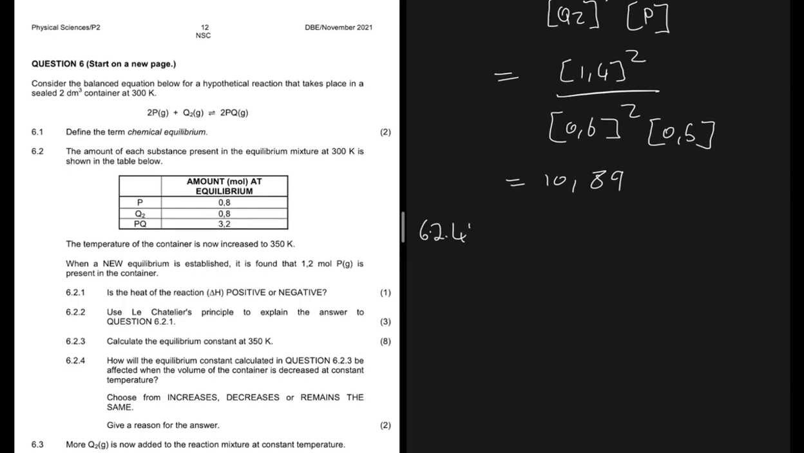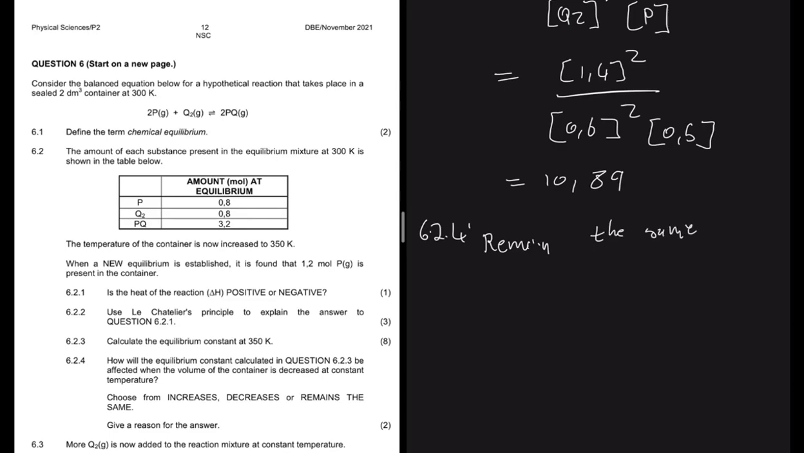6.2.4 says, how will the equilibrium constant in question 6.2.3 be affected when the volume of the container is decreased at constant temperature? Choose either increase, decrease or remain the same. Give a reason for your answer. It will remain the same. Let me just write that down. So it's going to remain the same.